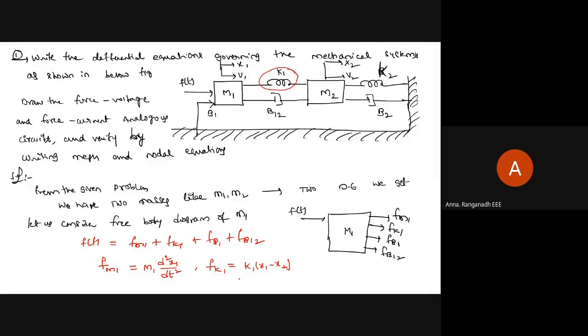Then what is Fb1? B1 into dx1 by dt. What is Fb12? B12 into d by dt of (x1 minus x2). Right, fine.